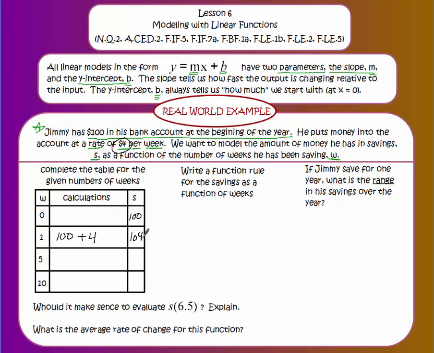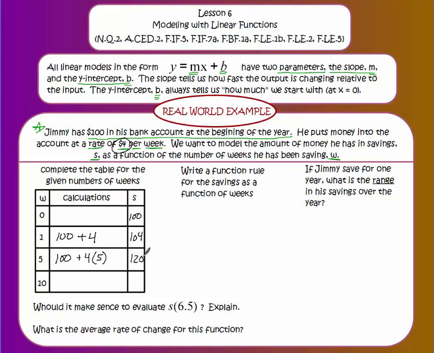So how do I know after 5 weeks how much he has? Well, let's think about it. No matter what, he has that $100 he started with. And then he has $4 for every week. So I could add 4, 5 times, or as I just said, 4 times 5, and that's 20. So 100 plus 20 is going to be $120.